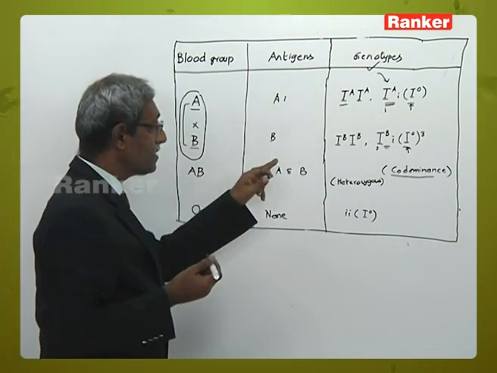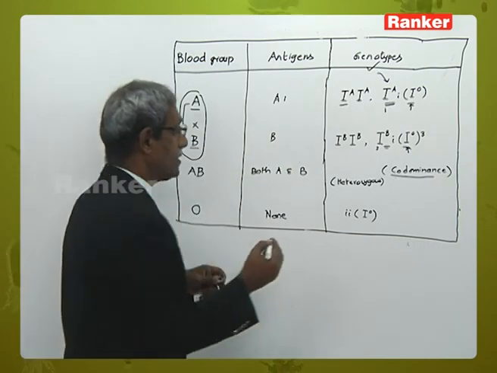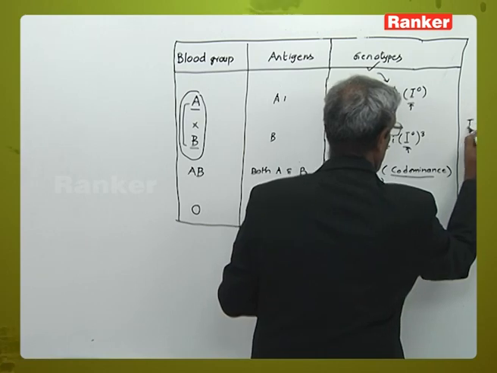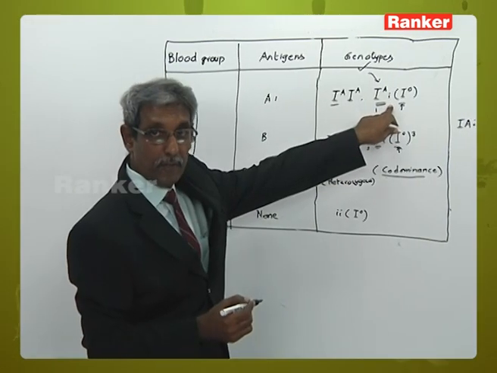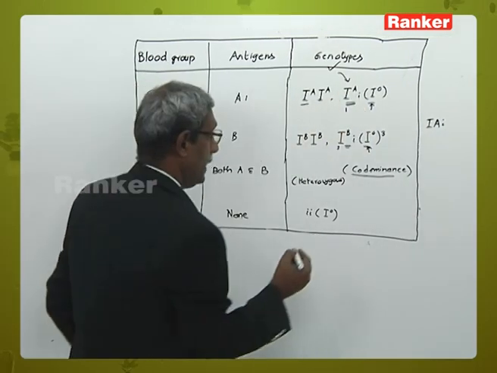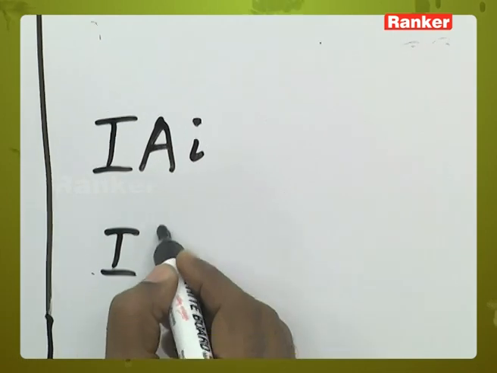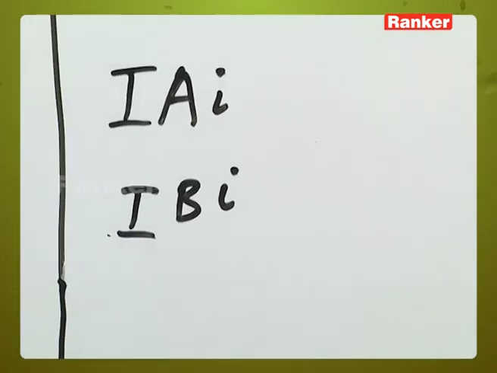Thereby the correct answer is IA i, because you also have a smaller i coming over here. Then again you also have an IB i. Thereby the correct answer is B.